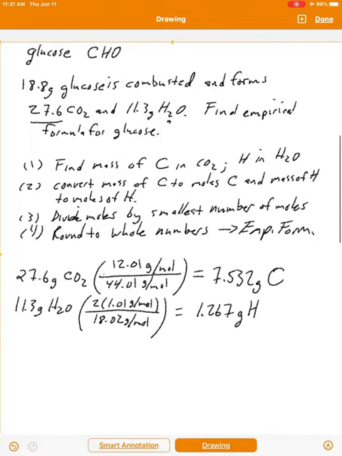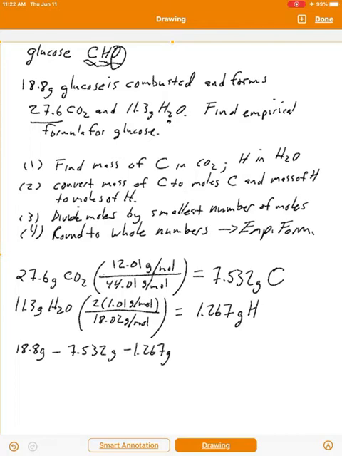Okay. Now let's find the mass of oxygen. The way you find the mass of oxygen is you note that glucose has all 3 of these elements. If you subtract the mass of carbon and you subtract the mass of hydrogen, that'll just leave you with the oxygen. So for oxygen, we would take our 18.8 grams, that's the mass of the glucose, subtract from that the mass of the carbon, and subtract from that the mass of the hydrogen.